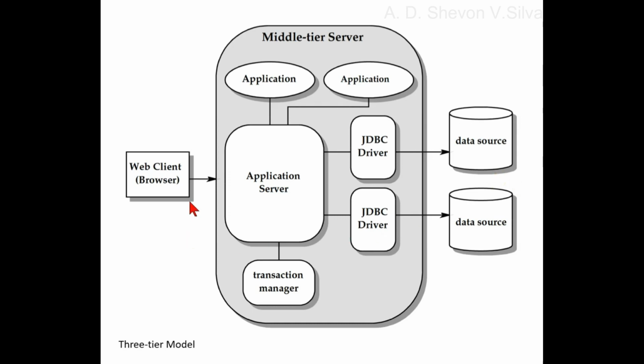Here you can see a web client browser is connected to the middle tier server. Middle tier server includes application server, transaction manager, JDBC drivers. Here the application server interacts with applications and JDBC drivers and transaction manager. JDBC drivers are connected to data sources here.